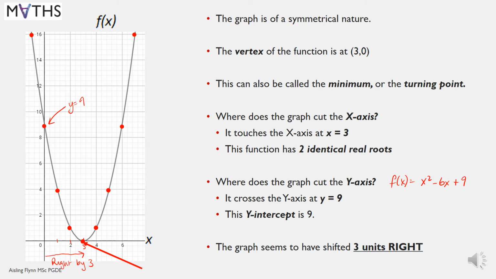And the graph seems to have shifted 3 units to the right when our function has the form of (x minus 3) squared. Okay, so we had plus 2 went left 2 and minus 3 went right 3.